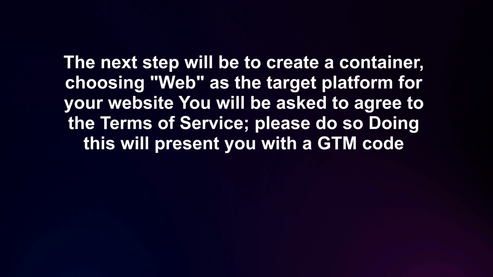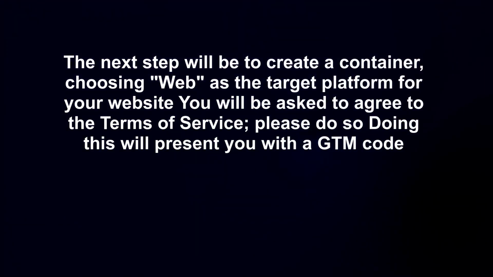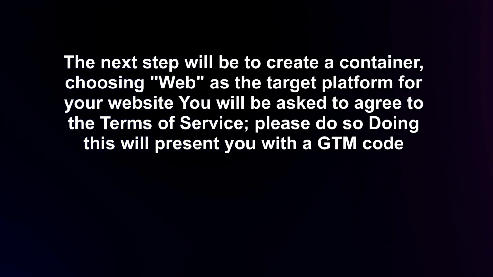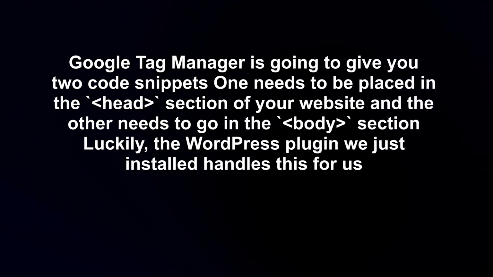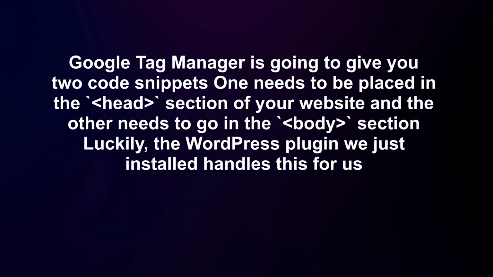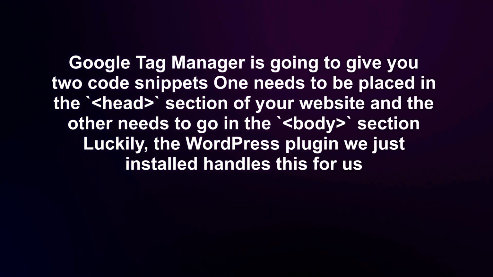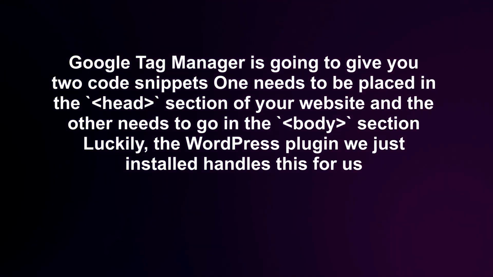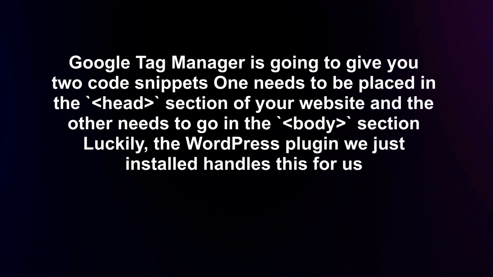You will be asked to agree to the terms of service. Please do so. Doing this will present you with the GTM code. Google Tag Manager is going to give you two code snippets. One needs to be placed in the head section of your website and the other needs to go in the body section. Luckily, the WordPress plugin we just installed handles this for us.